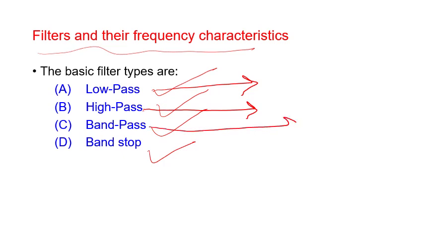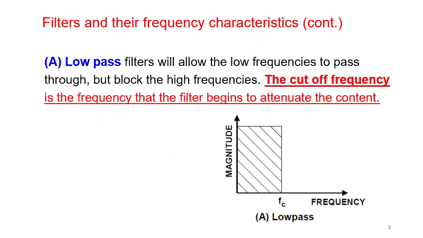Band pass means we are going to select a certain range of frequency to pass. That's why we call it band pass. Band means a certain range of frequency. That band will pass and the others will be rejected. And band stop will be the opposite. Means a certain band will be stopped or rejected, and the rest will be allowed.